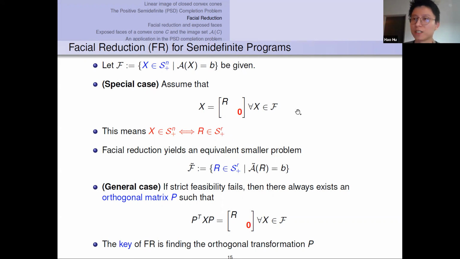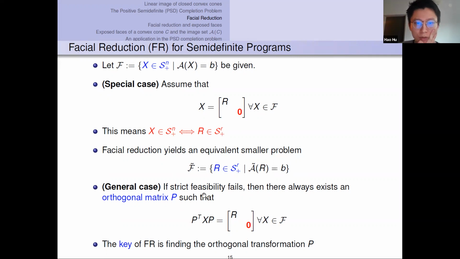So this case is essentially the same as the previous linear program example, where a variable is explicitly told to be 0. So you can remove it directly. Now, the general case is more complicated. Such a 0 diagonal block may be hidden from the user.